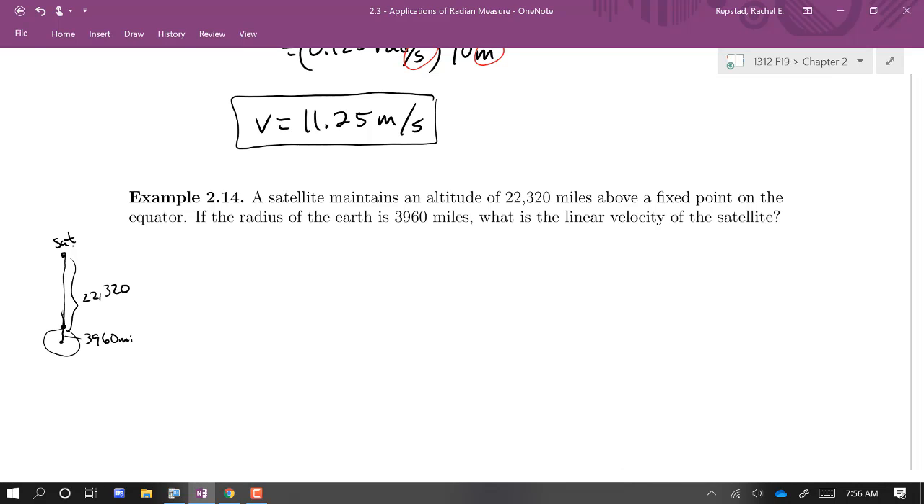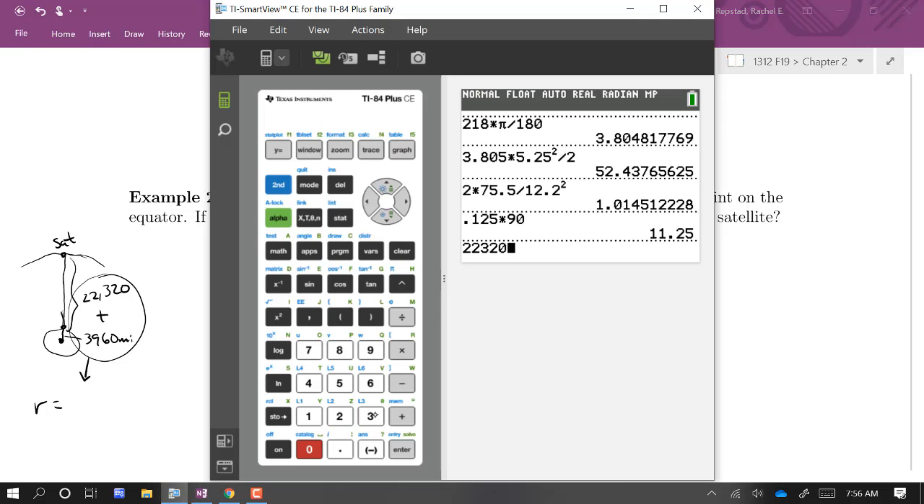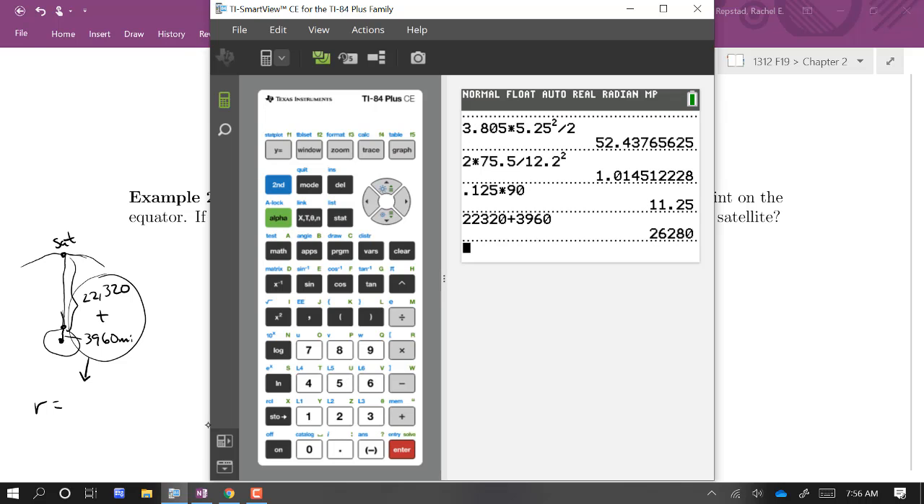Now, we want to find the linear velocity, so we're going to be using this. We need to know omega and we need to know R. The radius will be fairly simple in that the satellite is moving along a big arc, and the center of that circle is the center of the Earth. So the radius is actually what we get when we add these two together. And it's 26,280.